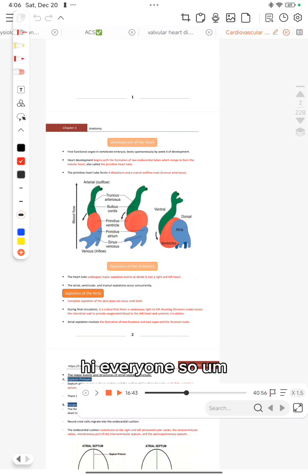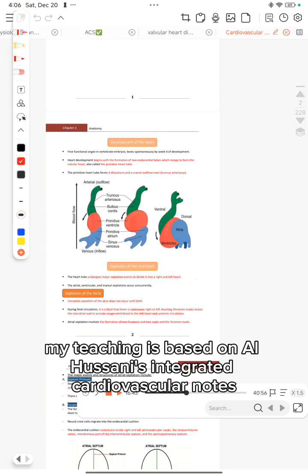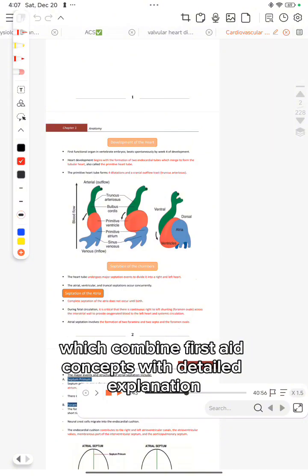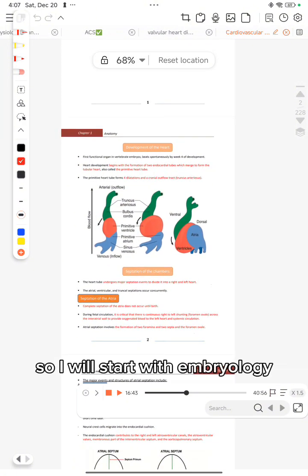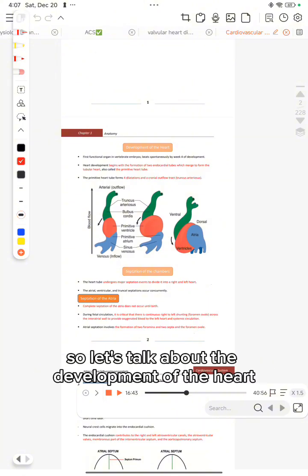Hi everyone. My teaching is based on Al-Husseini's integrated cardiovascular notes, which combine first aid concepts with detailed explanation and real-world-oriented clinical correlations. So I will start with embryology. So let's talk about the development of the heart.